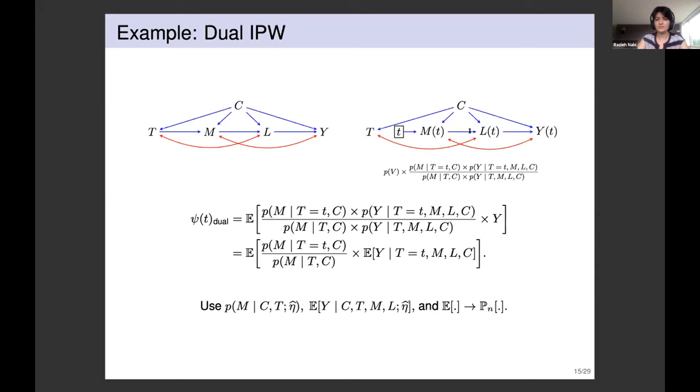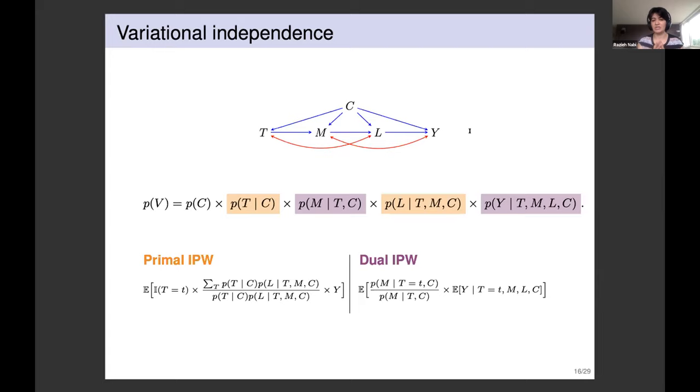So here's a comparison of the primal IPW and the dual IPW side by side for this specific example. Color-coded here, you can see that primal IPW and dual IPW are always going to use different pieces of the topological factorization. Because I started by partitioning the entire set of vertices into three distinct subsets, it's easy to see that the primal and dual IPW use variationally independent pieces. But when we arrived at this conclusion, it was very amazing to us that we can always come up with two variationally independent estimators for a large class of ADMGs when the treatment is primal fixable.